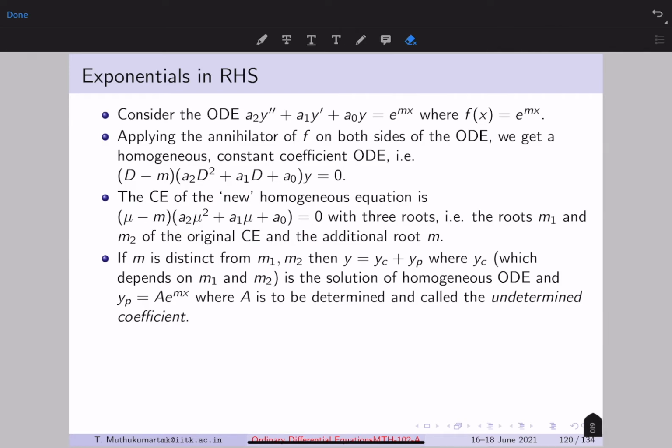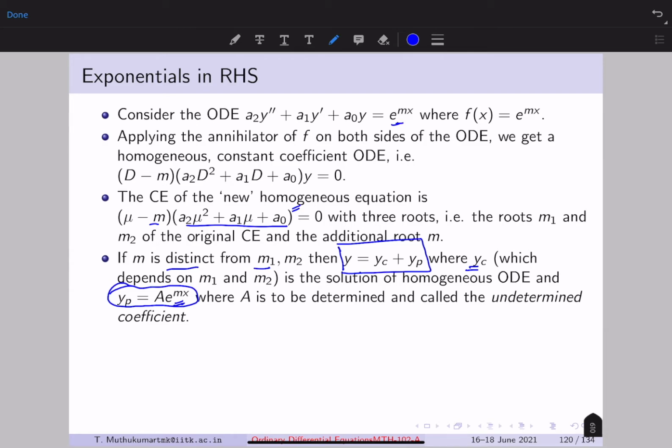So if the m that you obtain here is distinct from m1 and m2, which come as solutions of this, then yc plus yp is a solution, where yc is the solution to this second order ODE, and yp is some scalar multiplied by e power mx, which is what we started with.